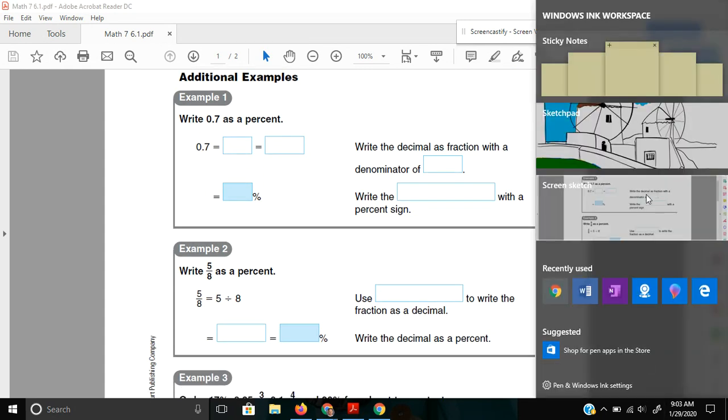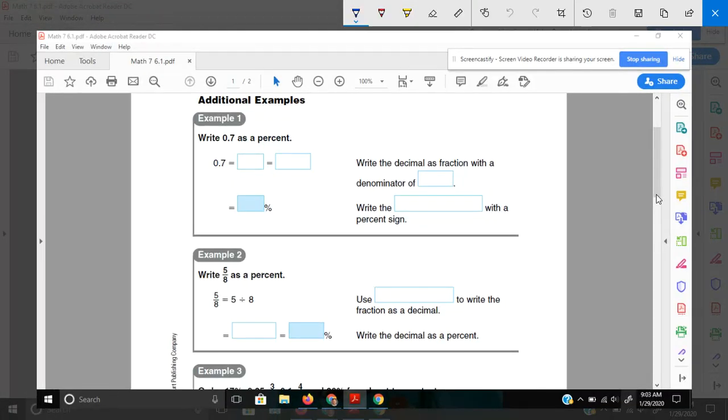Okay, so starting with example 1, it says write 0.7 as a percent. All right, and one way you can do this is you can think of this as write the decimal as a fraction with a denominator of 100. Because the word cent actually refers to 100. Cent means 100. If you think about the word century, a century is 100 years.